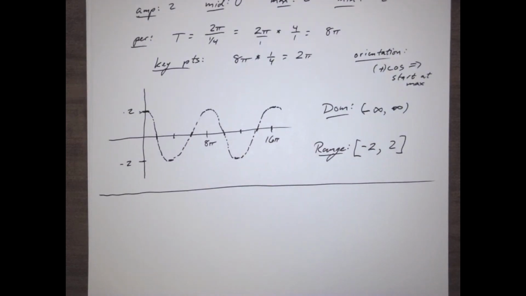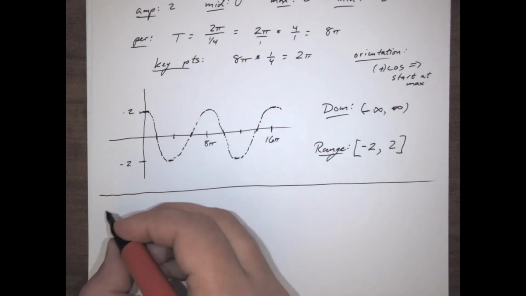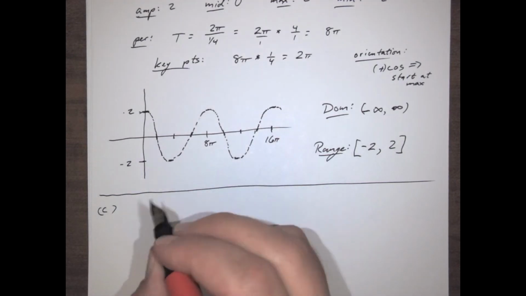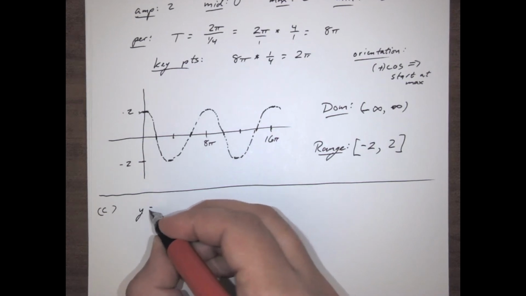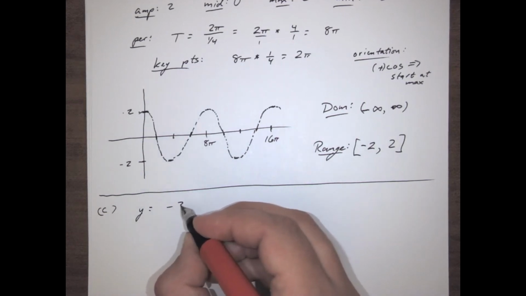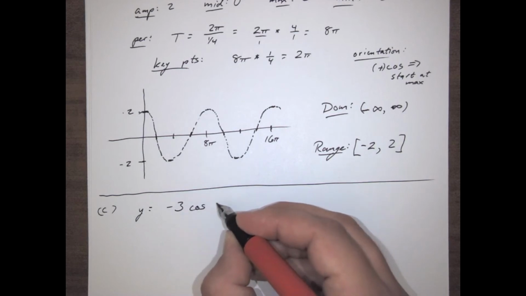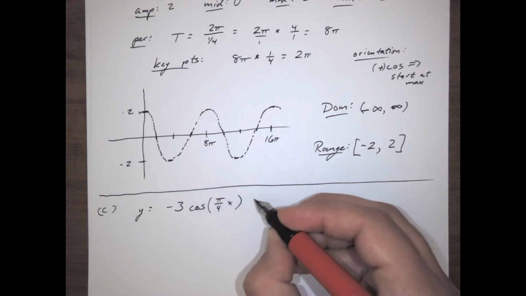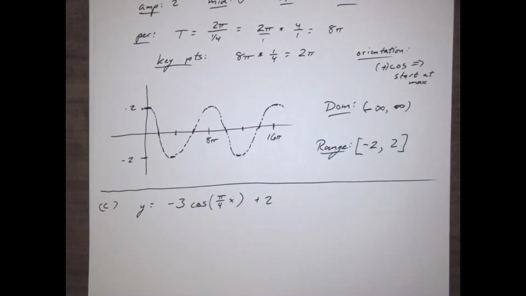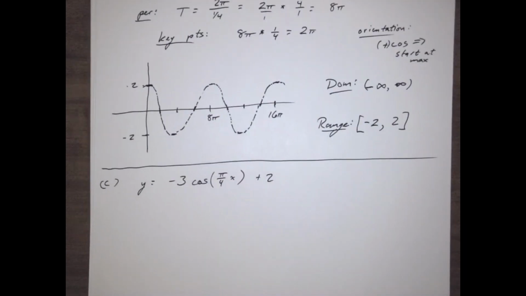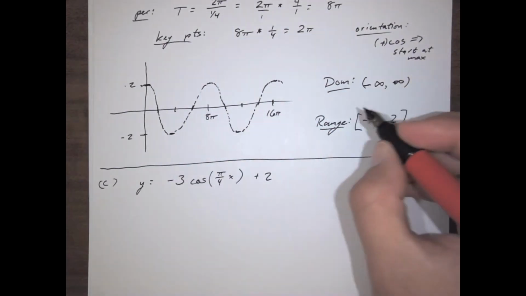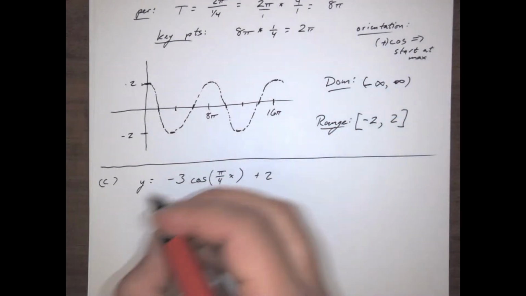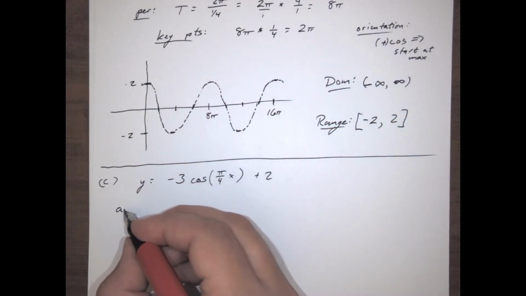All right, let's see. How about something that has some other stuff going on? So how about something like this? Y equals -3 cosine pi over 4 x plus 2. So we've got some extra features here. We've got a negative in front, which is going to affect the orientation, and we've got a +2, which is going to affect the midline.